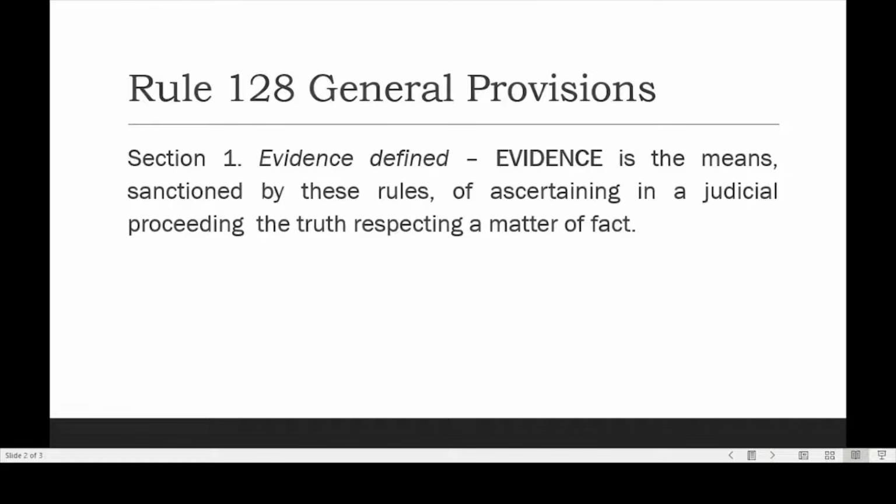The definition also says ascertaining in a judicial proceeding. So if a certain evidence is not or will not be used in court, for the purpose of our subject, it will not be considered as evidence. And also the definition says sanctioned by these rules. So how evidence will be presented, or whether it will be admissible in court or not, will be governed by this 2019 Rules on Evidence.